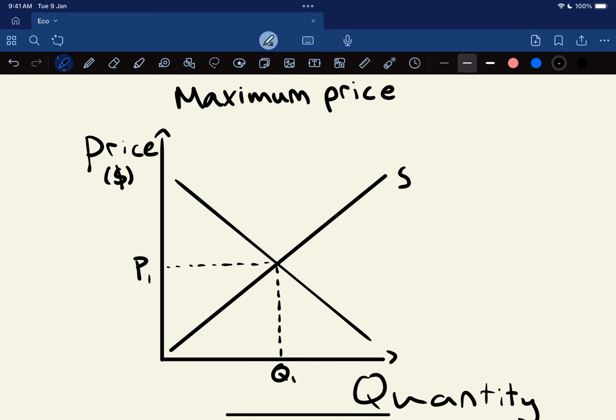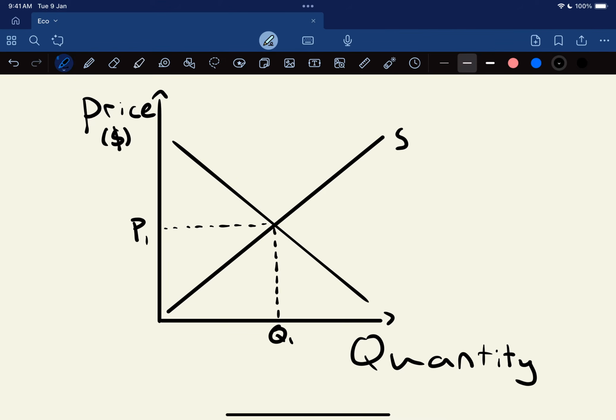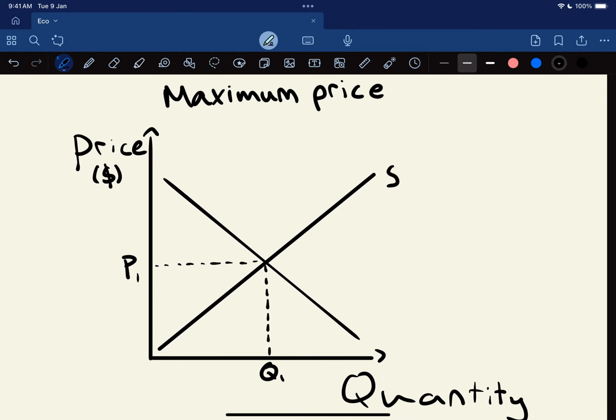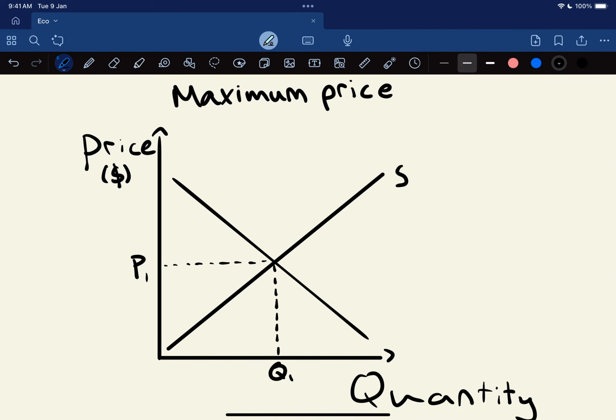So in this video we're going to be looking at the maximum price for our standard 3.1 allocative efficiency for level 3 economics. Essentially, our maximum price is when the government thinks that the current price at equilibrium, what we're seeing here at P1, Q1, is too high. So they're going to introduce a maximum price that this good can sell for. Sometimes it's called a price ceiling.